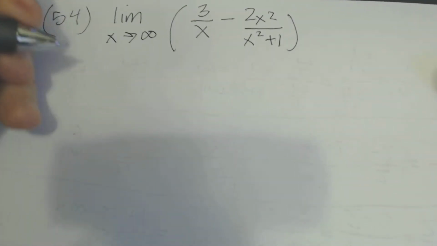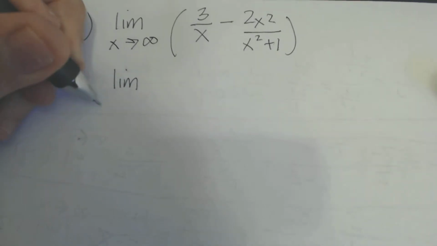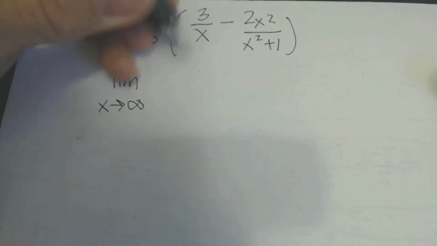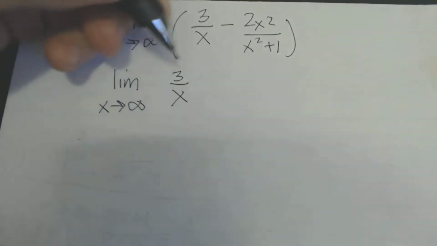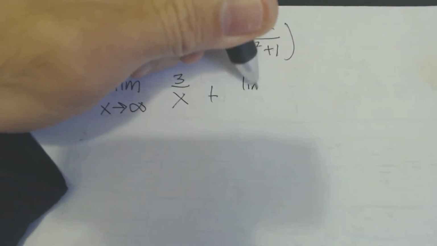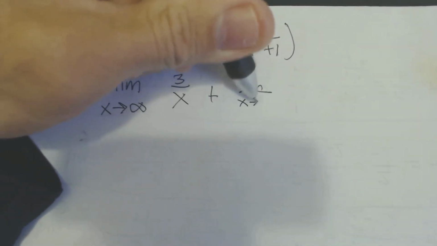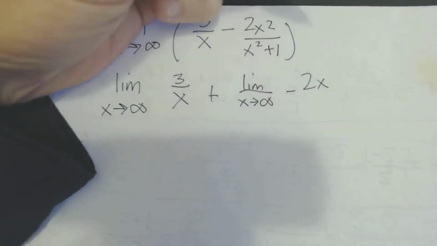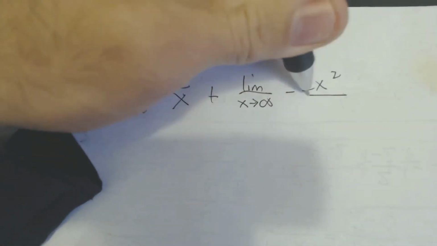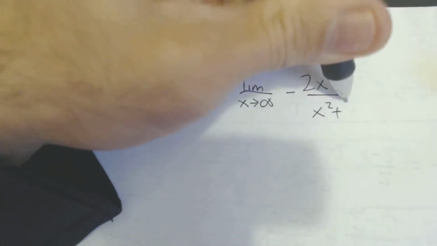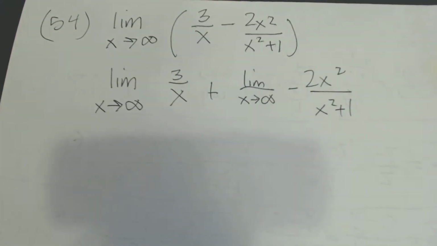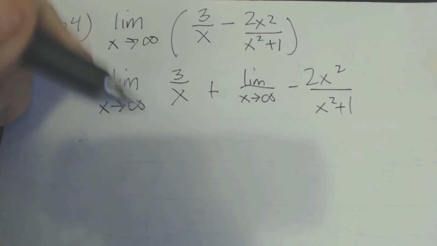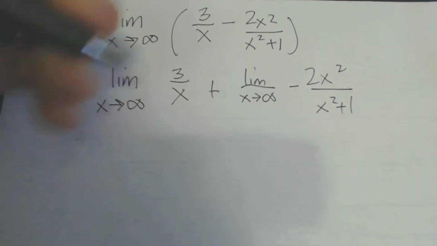So remember our limit properties. This is basically the limit as x approaches infinity of 3 over x plus the limit as x approaches infinity of the second term, negative 2x squared over x squared plus 1. So the first term, as x approaches infinity, is going to go to 0.